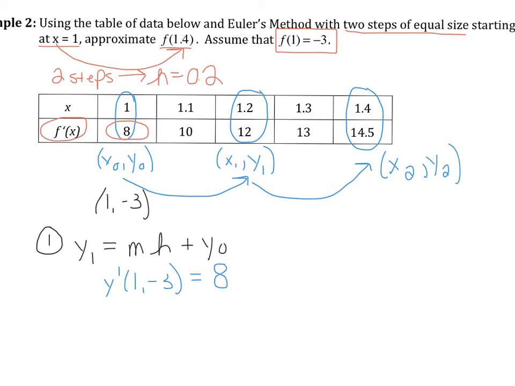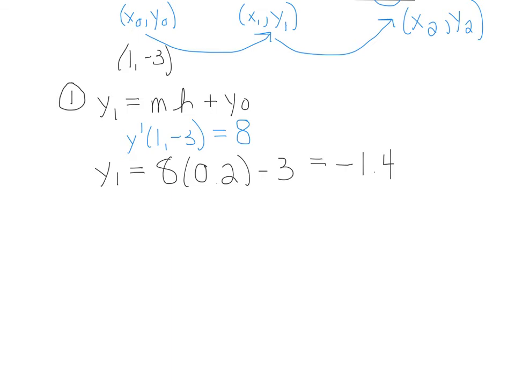All right, so y1 equals 8 times our step size, which is 0.2, plus y naught, which is -3. And when we work that out, we are going to get -1.4. You can check me on that. That's the only thing about Euler's method, is that if this number is wrong, the rest of the approximation just kind of spirals out of control.